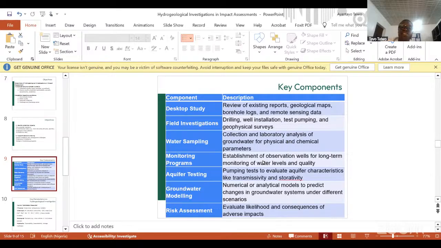Then we have what we call aquifer testing. We have to do pumping tests to evaluate aquifer characteristics like transmissivity and storativity, which I had earlier explained. Then we can do groundwater modeling. We want to know the numerical or analytical models to predict changes in groundwater systems under different scenarios, especially for a place or a project like mining, or a project that has need of a lot of water. Then we want to do risk assessment. We want to evaluate the likelihood and consequences of adverse impacts.